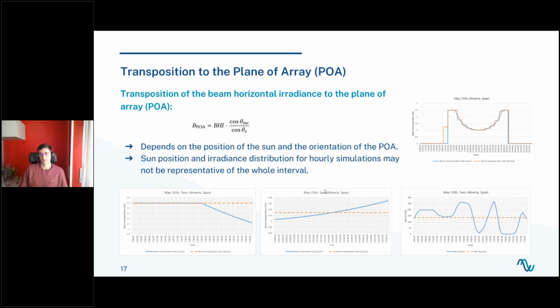So here, the differences that we observed in the simulations that we carried out for the transposition to the plane of array came from the fact that the sun position and the irradiance distribution that we are considering for hourly simulations may not be representative of the whole interval that we are evaluating. And so we have these differences in the final result.